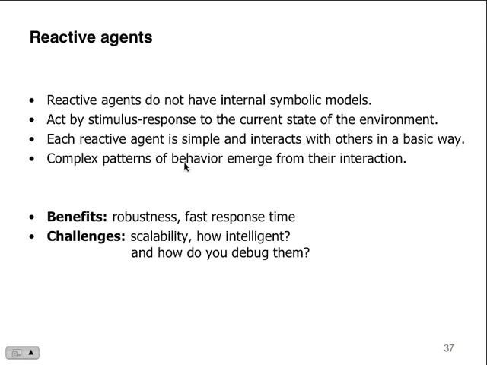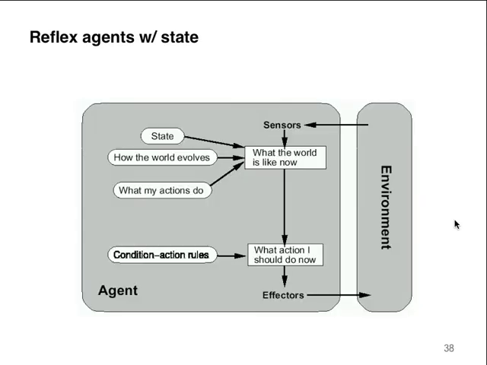Each reactive agent is simple and interacts with others in a basic way, so complex patterns of behavior emerge from the interaction. Benefits: robust, fast response. Challenges: scalability. How intelligent is the reaction? Is it kind of like input-output? And how are you going to debug them? So here's an example: reflex and reactive agents with state.